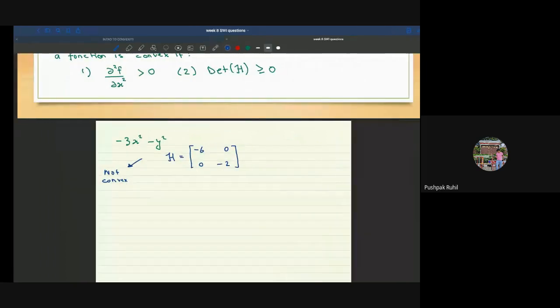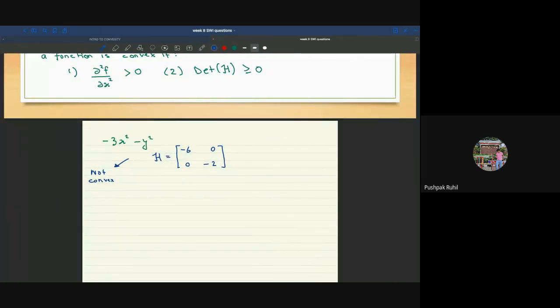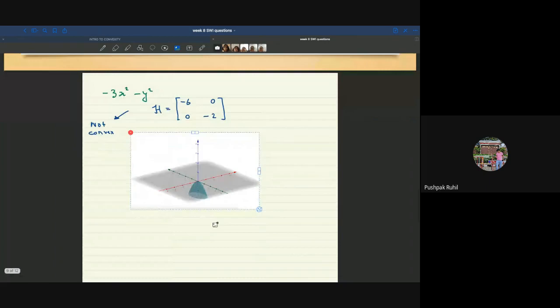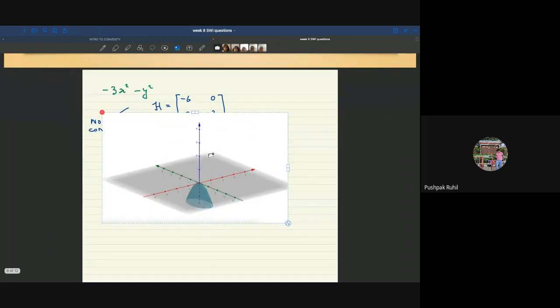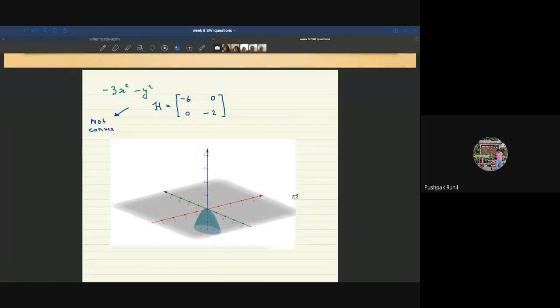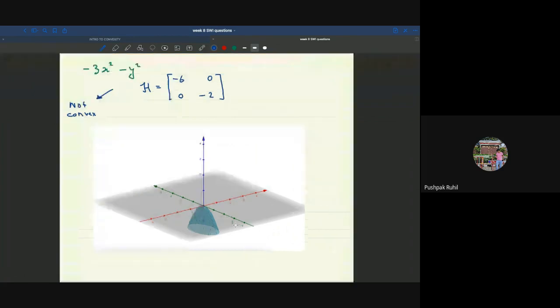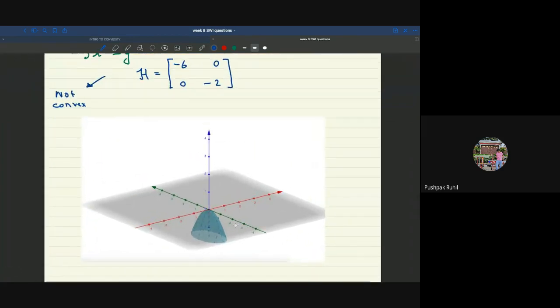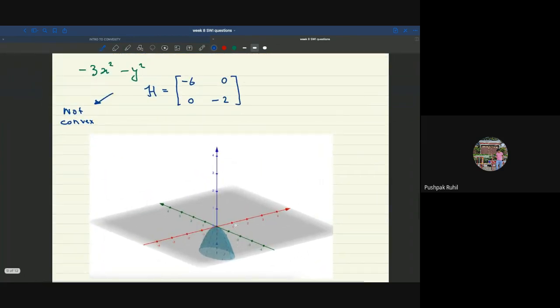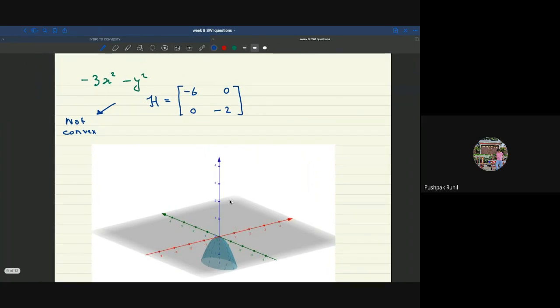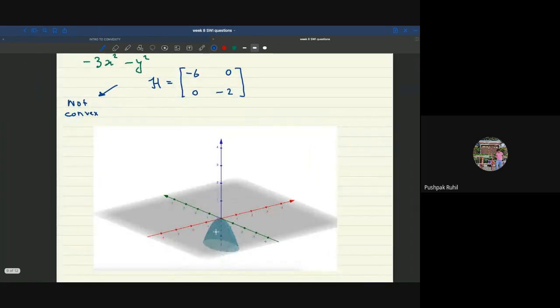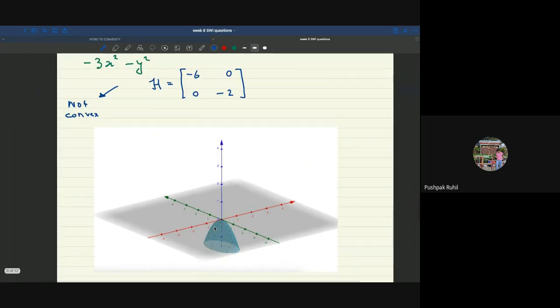Even if I try to give you a graphical picture of it, I tried plotting it. So this function looks something like this. And this is not a convex function, it's more like a concave function. Someone said option B would be correct. That's why I took the graphical tool to plot it. I hope it is clear now.